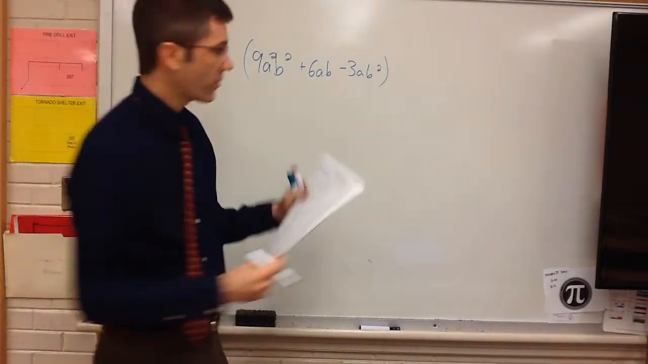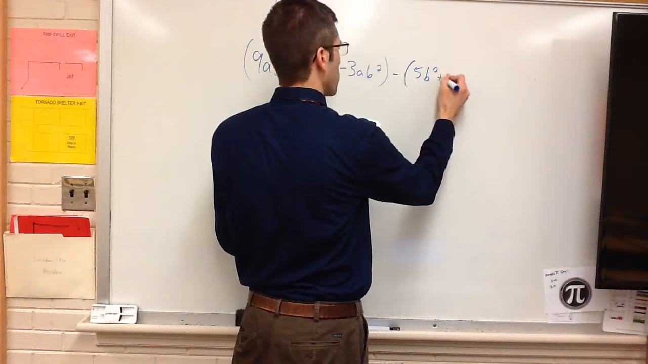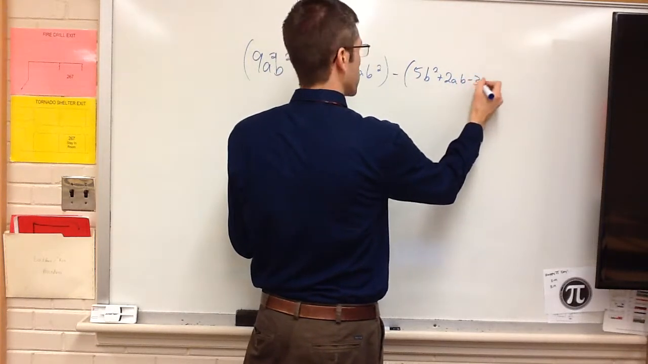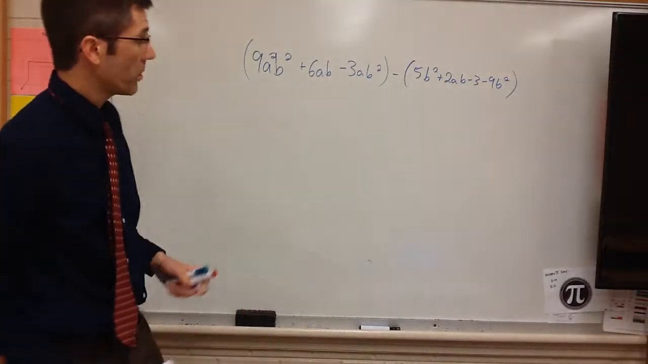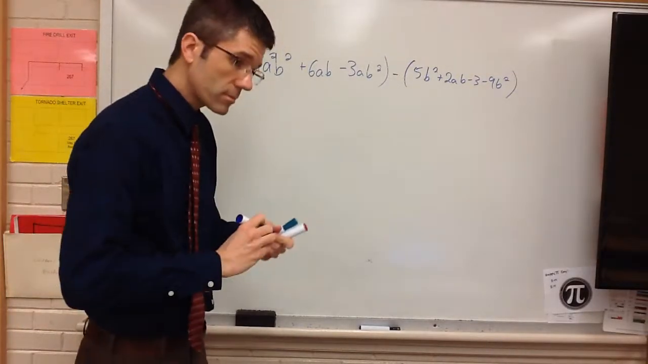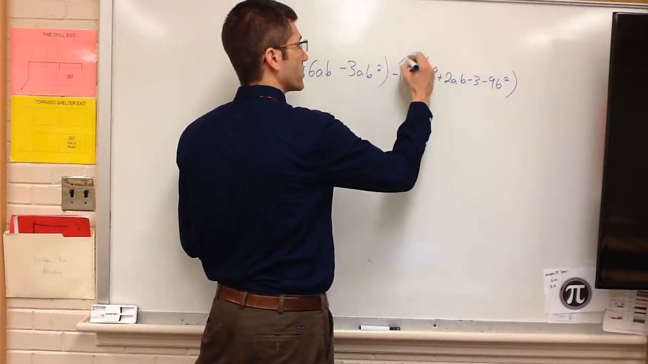And then we have minus 5b squared plus 2ab minus 3 minus 9b squared. And we will start by distributing a negative 1. So let's do it. We have a negative 1 right here, and we're going to distribute to all of those.